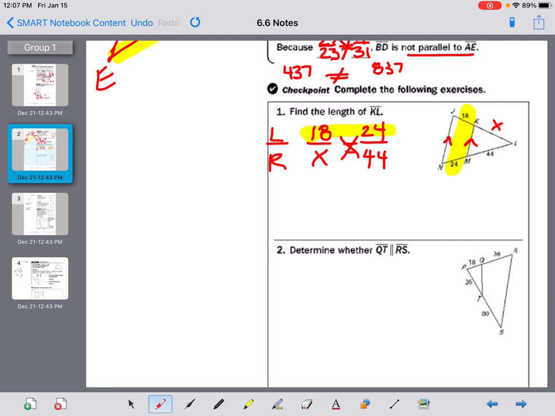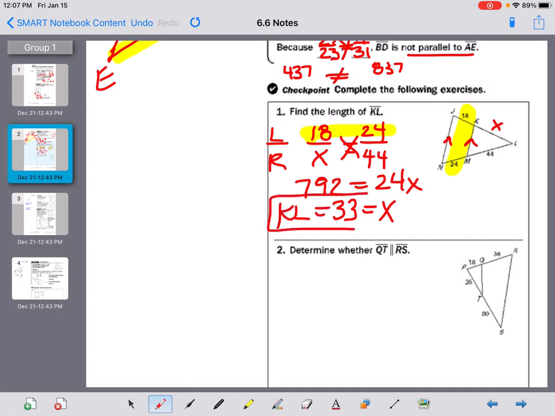When I multiply 18 times 44 for my extremes, I get 792. And 24 times x for my means gives me 24x. Divide both sides by 24, and I find x is 33. And we know that x I put up there for KL. So that's what I was looking for, that KL.